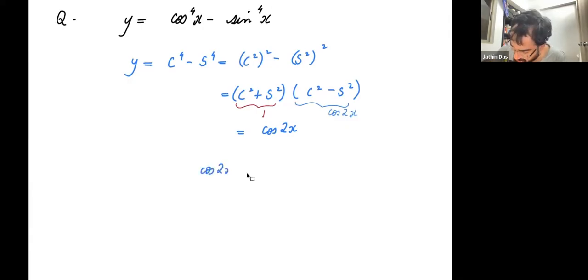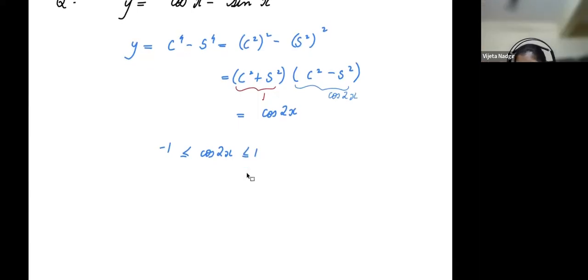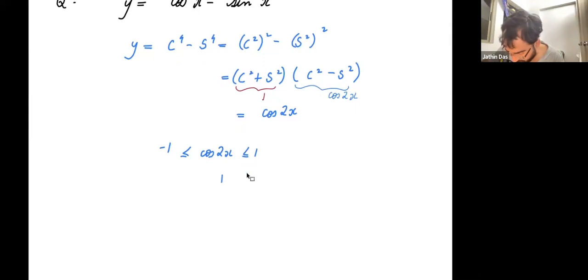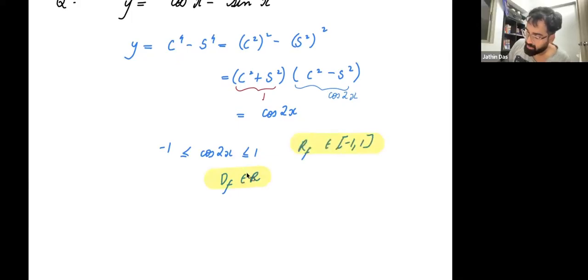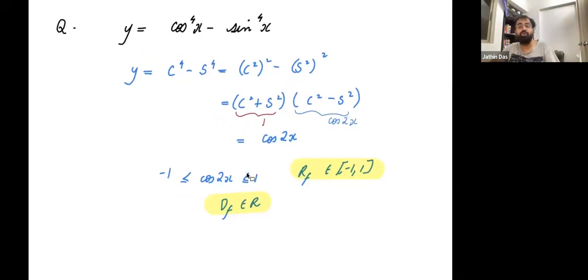Now the range of cos 2x is the same as sine. Whatever comes inside doesn't matter. So the range is this. Domain, real. Range, minus 1 to 1. That's it, done. Here don't worry, nothing is becoming 0 or undefined, nothing else is coming. It will work. Clear?